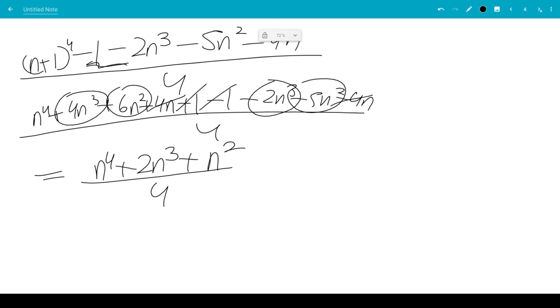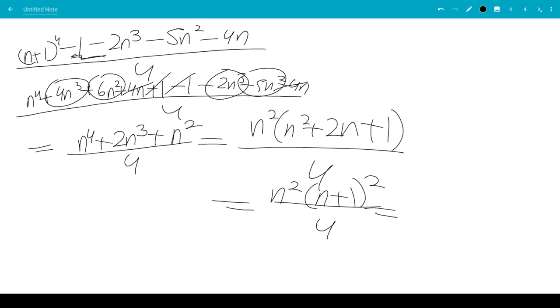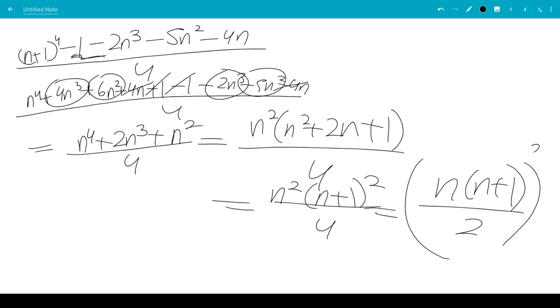So that would be n to the fourth plus 2n cubed plus n squared. I'll factor out n squared: n squared times (n squared plus 2n plus 1), all over 4. This will be n squared times (n+1) squared over 4. So this will be (n(n+1)/2) all squared.